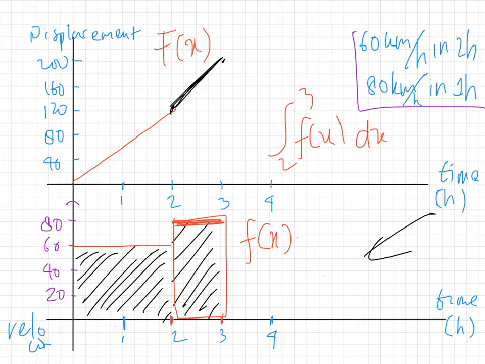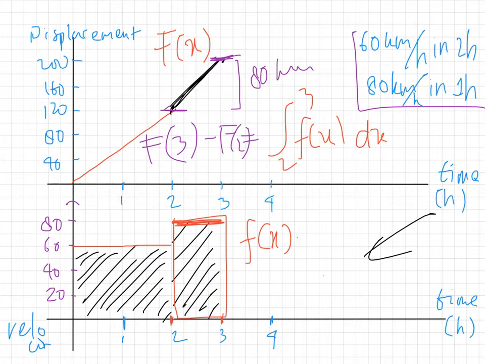So where is that represented in the displacement? That is represented here, right? It's the 80 kilometers. How do we know it's 80 kilometers from the displacement time graph? It's just 200 minus 120. In other words, this part we can represent by F(3) minus F(2). I think you should notice that this way of writing the notation, F(3) minus F(2), is actually equal to that one.